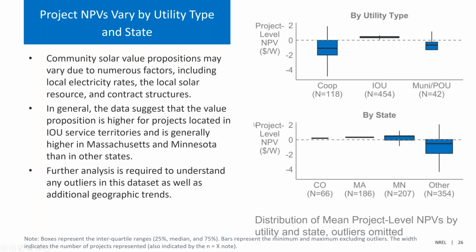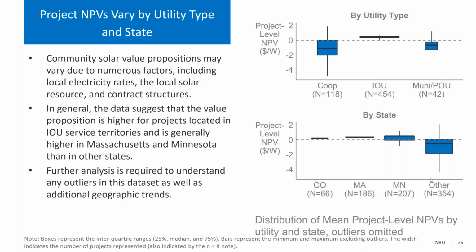Finally, wanted to show a breakdown of the NPVs by both utility type and by state. There's quite a lot of difference here in the value created for subscribers. The value proposition depends on a number of things, the retail rate being one of the most important factors for subscriber value. But in general, what we see is that in the investor-owned utilities, which tends to be where policies are focused, there are higher NPVs for projects. Looking by state, that's higher in Minnesota and Massachusetts. Again, those are policy-driven states.